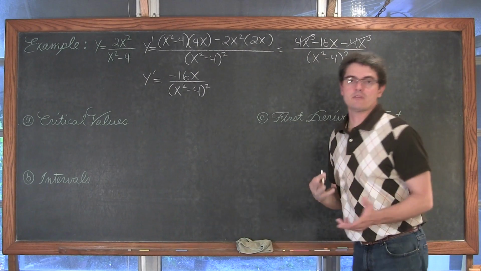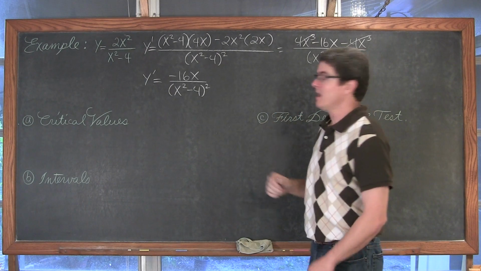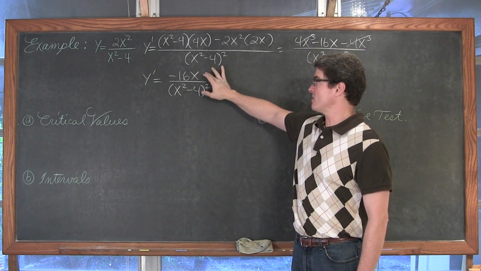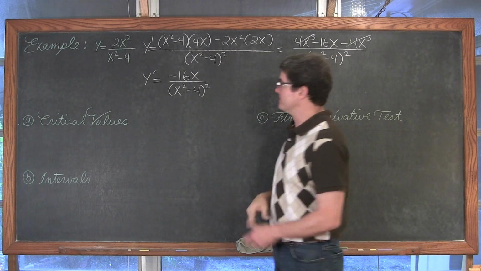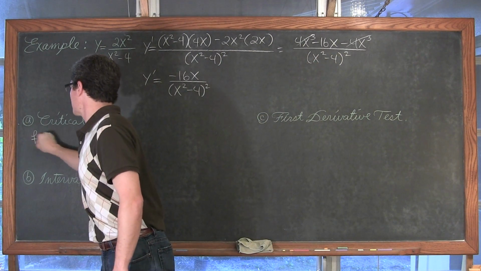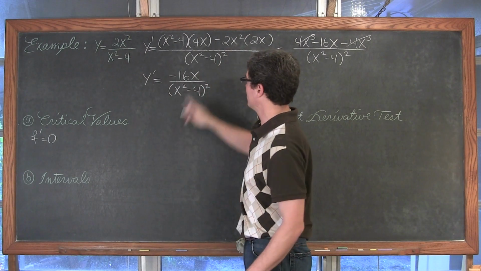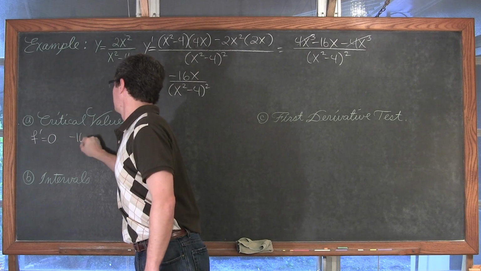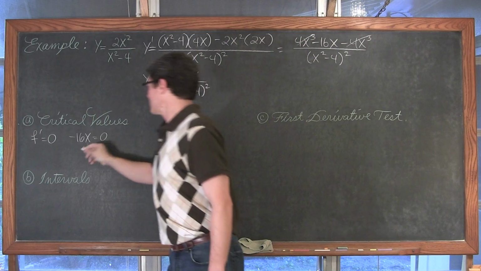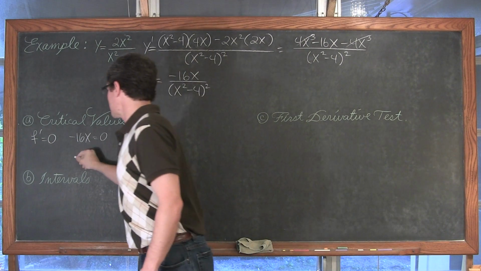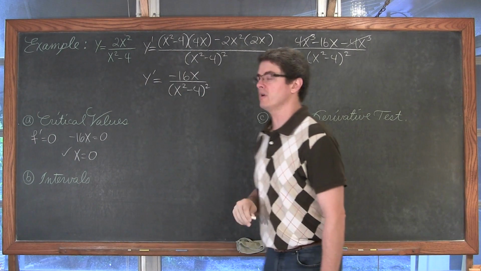Okay, our critical values. Well, that's where the first derivative is equal to 0 or undefined. And now we have a rational function. If the numerator is equal to 0, the function is equal to 0. If the denominator is equal to 0, well, then it's undefined. So our first derivative is equal to 0 where negative 16x is equal to 0, and that means that our solution, after dividing both sides by negative 16, is x equals 0. So that is definitely a critical number we'll use to set up our intervals.